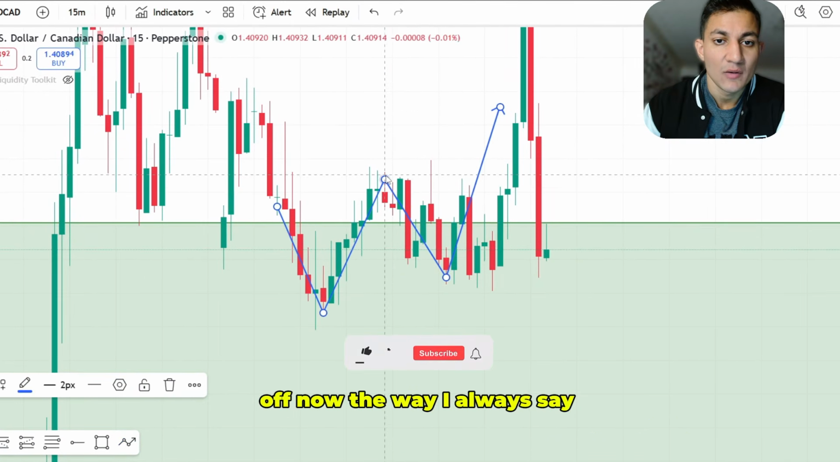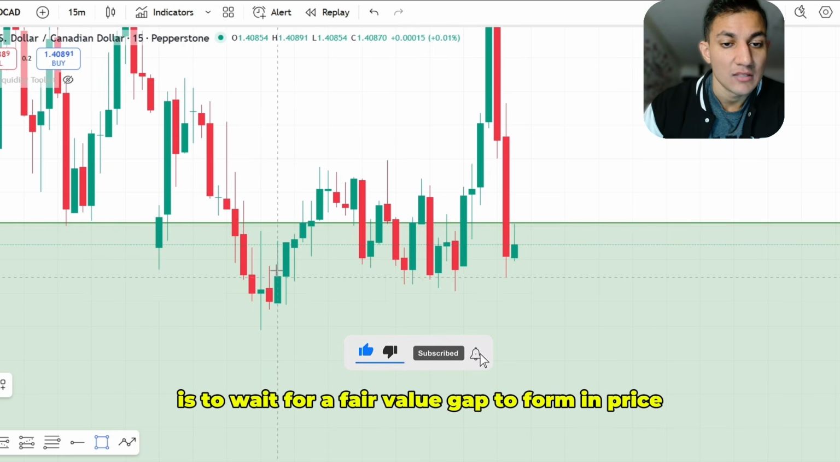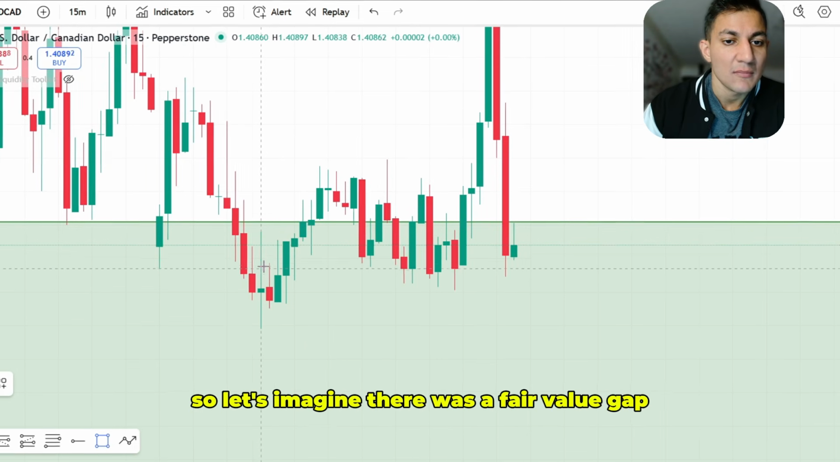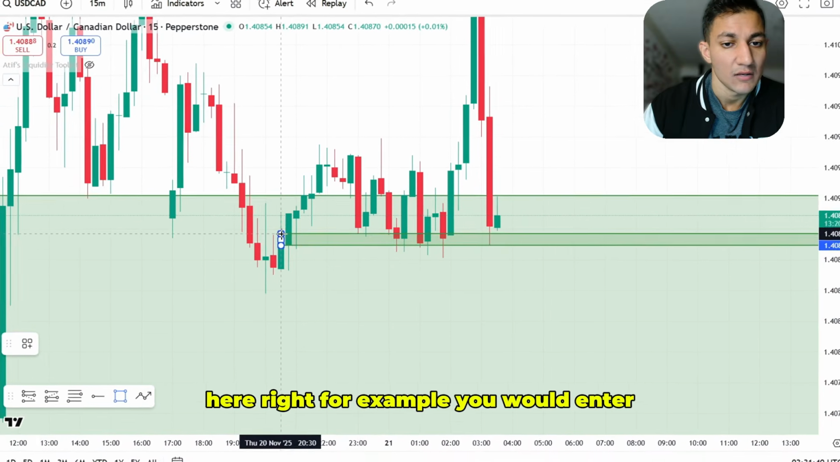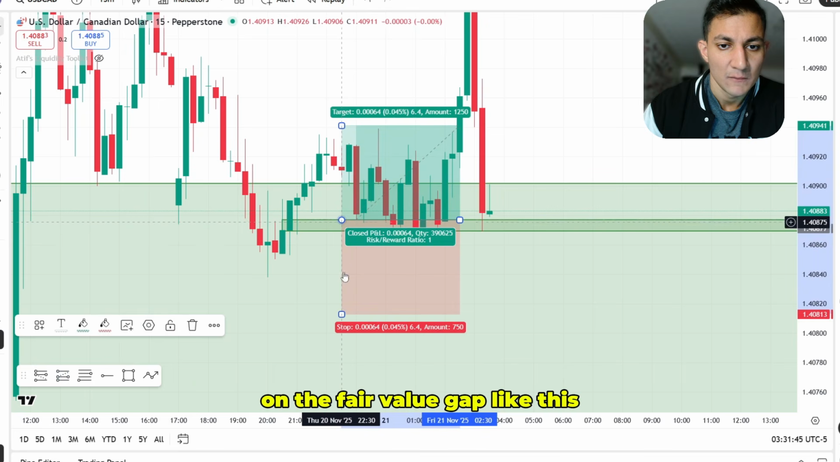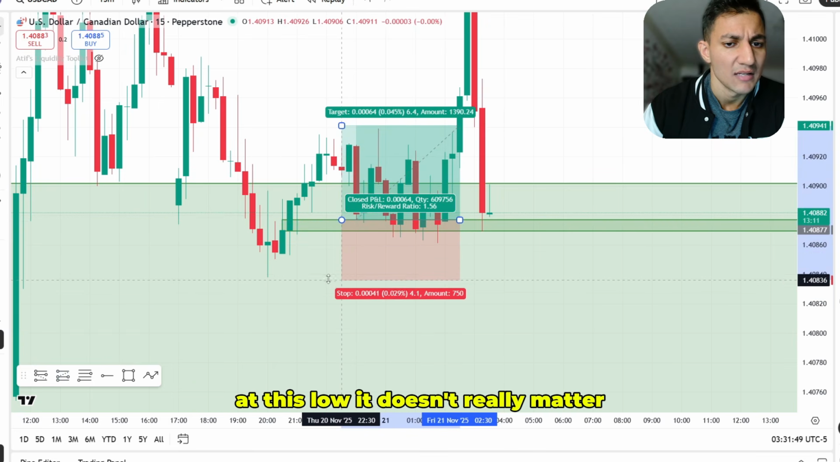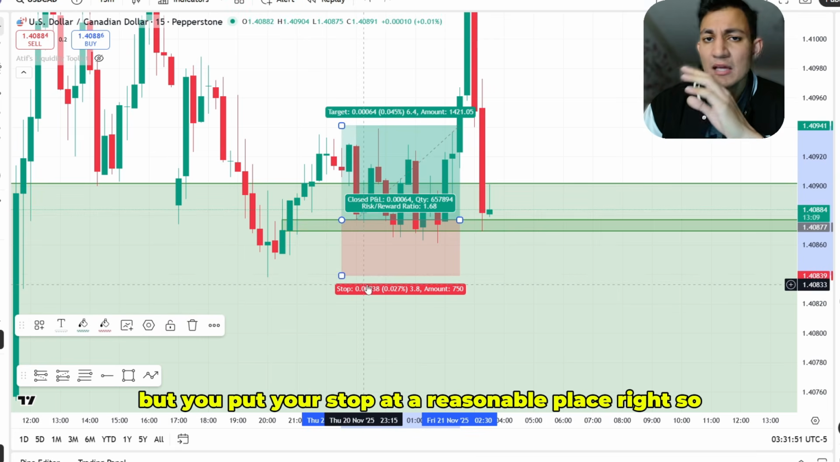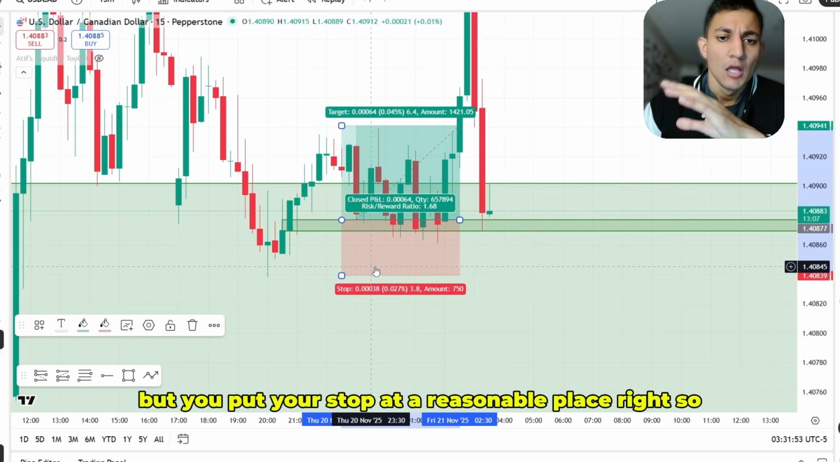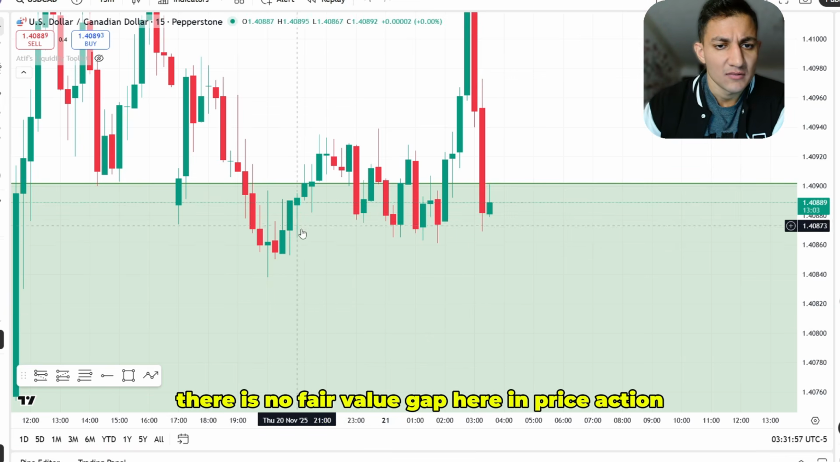Now, the way I always say, and the way you'll see in the PDF down below, is to wait for a fair value gap to form in price action. So let's imagine there was a fair value gap here, right? For example, you would enter on the fair value gap like this, and you'd put your stop either at this low here, or wherever at this low. It doesn't really matter, but you'd put your stop at a reasonable place, right? So you will notice there is no fair value gap here in price action, which you will get.